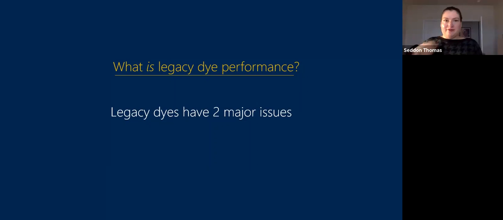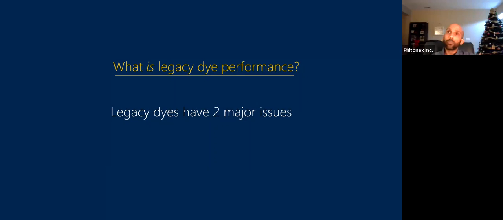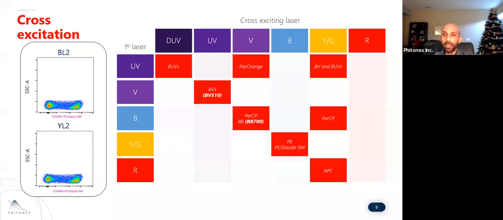Great. So when I'm talking about dye performance, today I'm going to be talking about legacy dye performance. And when I'm talking about legacy dye performance, I'm just talking about the traditional dyes that you've used for years in your flow panels. So APC, PE Dazzle, all the other tandem dyes that you typically use. So whenever I say legacy dyes, that's all I'm referring to. With these legacy dyes, there tend to be two major issues that we have to account for when designing a panel. The first is going to be cross-laser excitation, or cross-excitation.